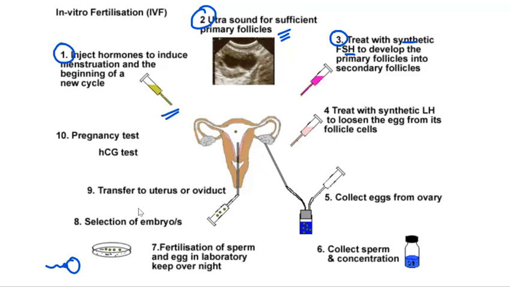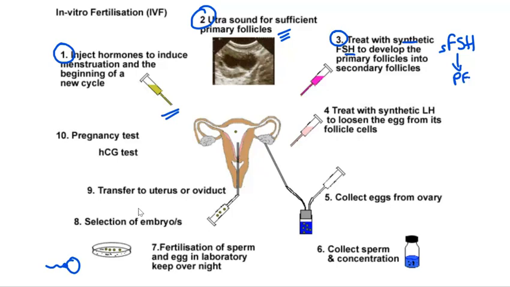And what they will be doing is stimulating, so this synthetic FSH, I'll put an S there for that, will be stimulating the primary follicle, and of course that in turn will bring about the development of the follicle from a primary follicle into a secondary follicle and up to the Graafian follicle with its mature egg on the inside.